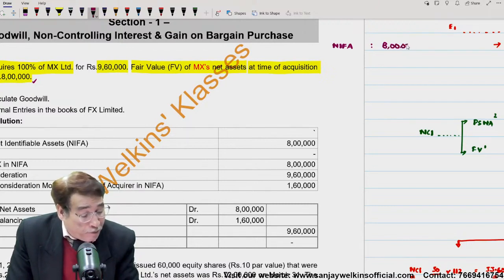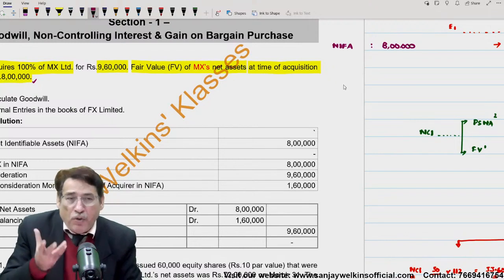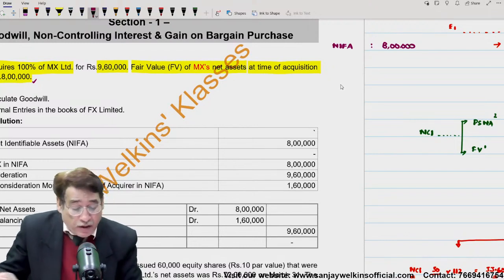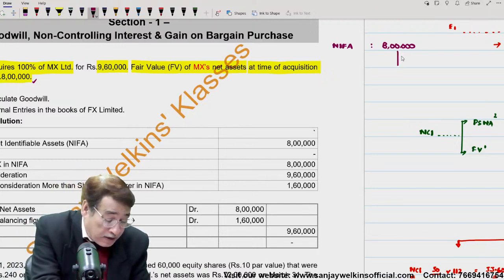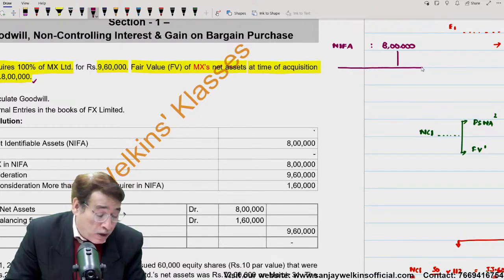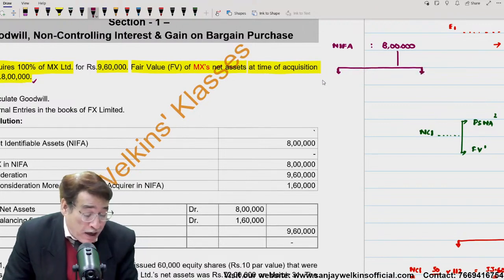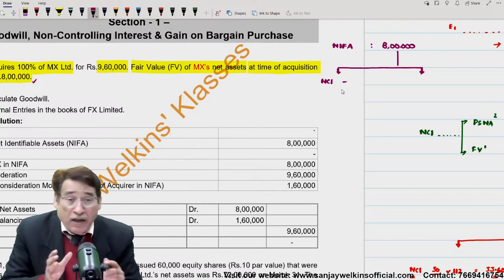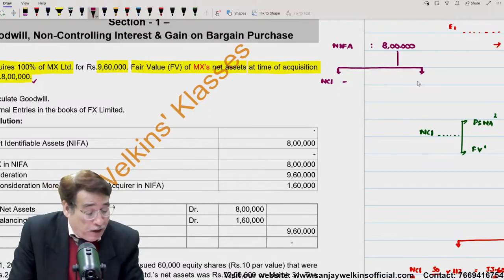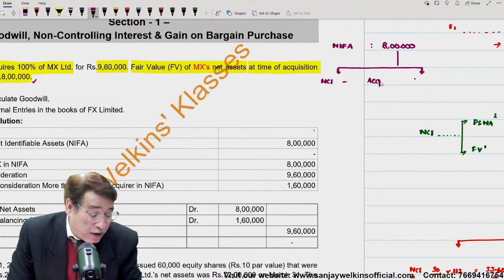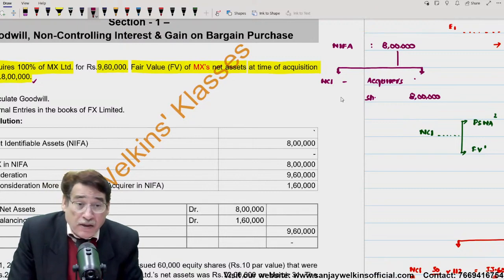Correct? Out of 8 lakh worth of NIFA, all I want to know now is, what is the NCI share? Sir, in this question, there is no need for NCI. Right, you are absolutely right. In this case, there is no NCI. But still, just to make the point a little bit clear, NCI is zero in this case. Why? Because NCI is not having any percentage of shares. Entire share capital is in our hand. So whatever remaining assets are there, quite obviously remaining assets are 8 lakh now. So that means acquirer share will be how much? Acquirer share of NIFA will be equal to 8 lakhs. Entire amount of NIFA will belong to, in this particular case, the acquirer.